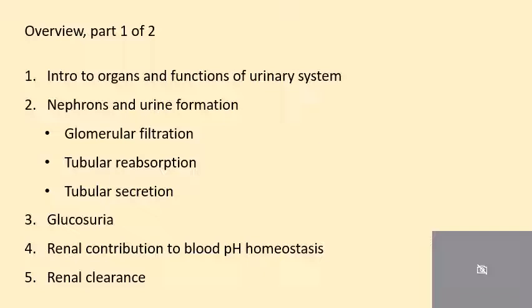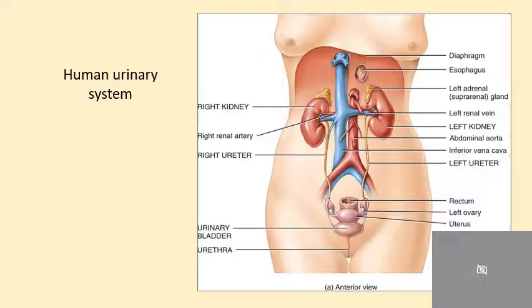We'll apply those concepts to a disorder known as glucosuria. We'll talk about how the kidneys play a role in maintaining the pH of your blood. And then we'll talk about the rate at which kidneys are able to remove substances from your blood, and that's called renal clearance. So first, the anatomy.